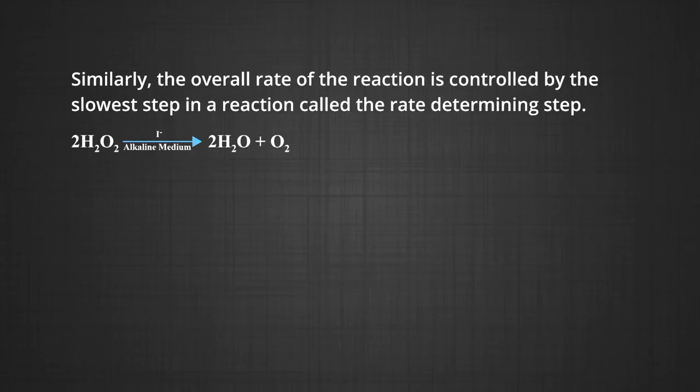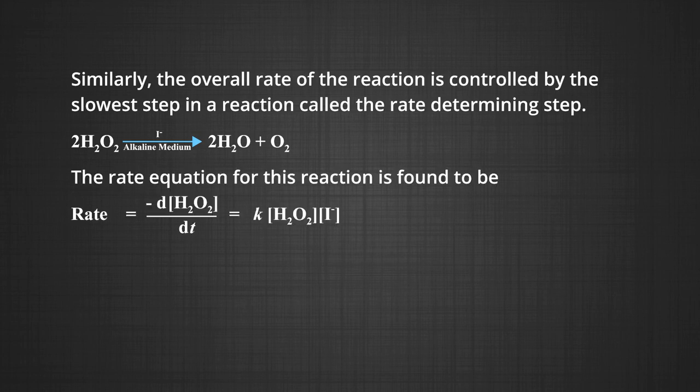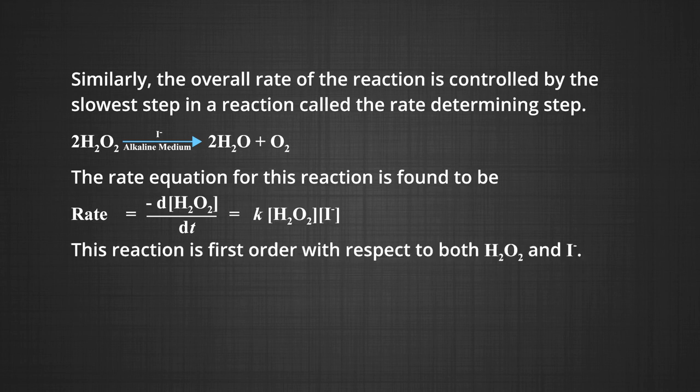Now, the equation is in front of you. It is a decomposition reaction of hydrogen peroxide. It gives 2H2O plus O2 in alkaline medium, and iodide ion is a catalyst. The rate equation for this reaction is found to be minus d of the molar concentration of hydrogen peroxide divided by dt, equals K, concentration of H2O2 and concentration of iodide ions. This reaction is first order with respect to both hydrogen peroxide and iodide ion.